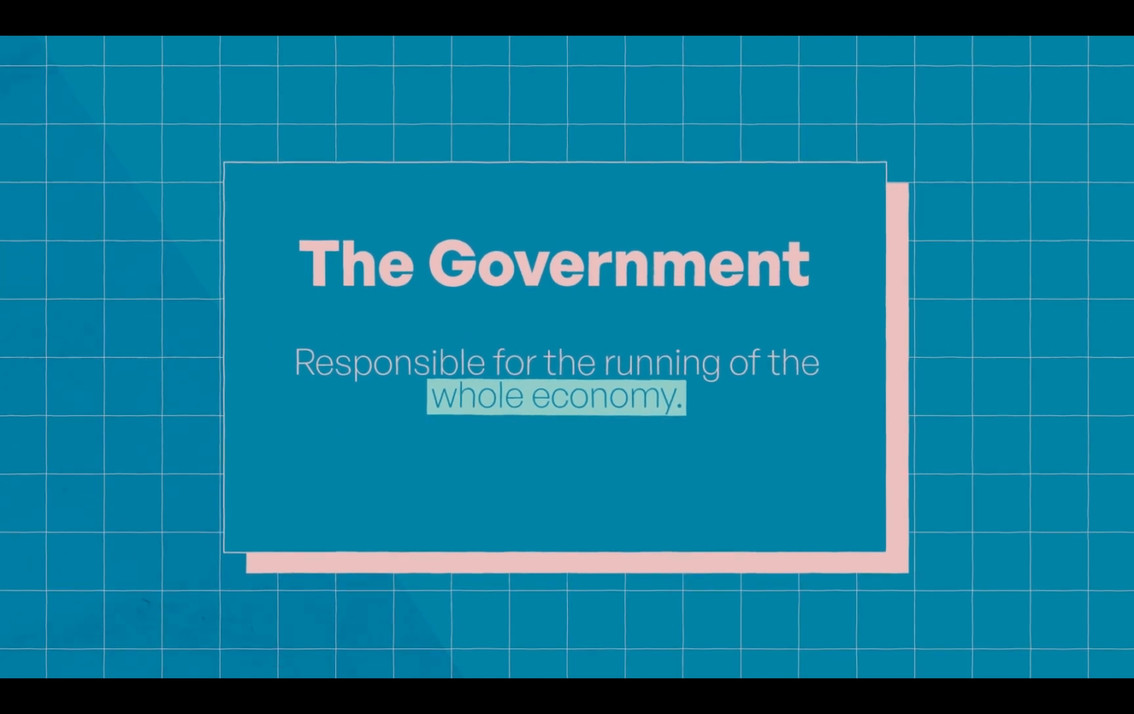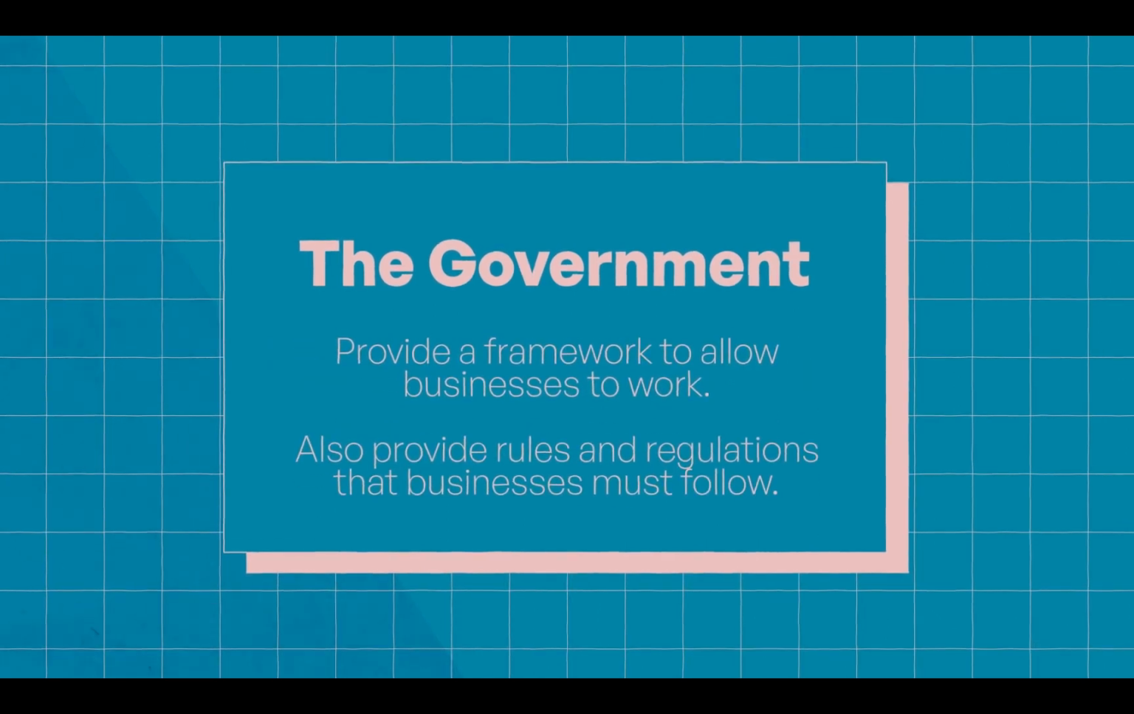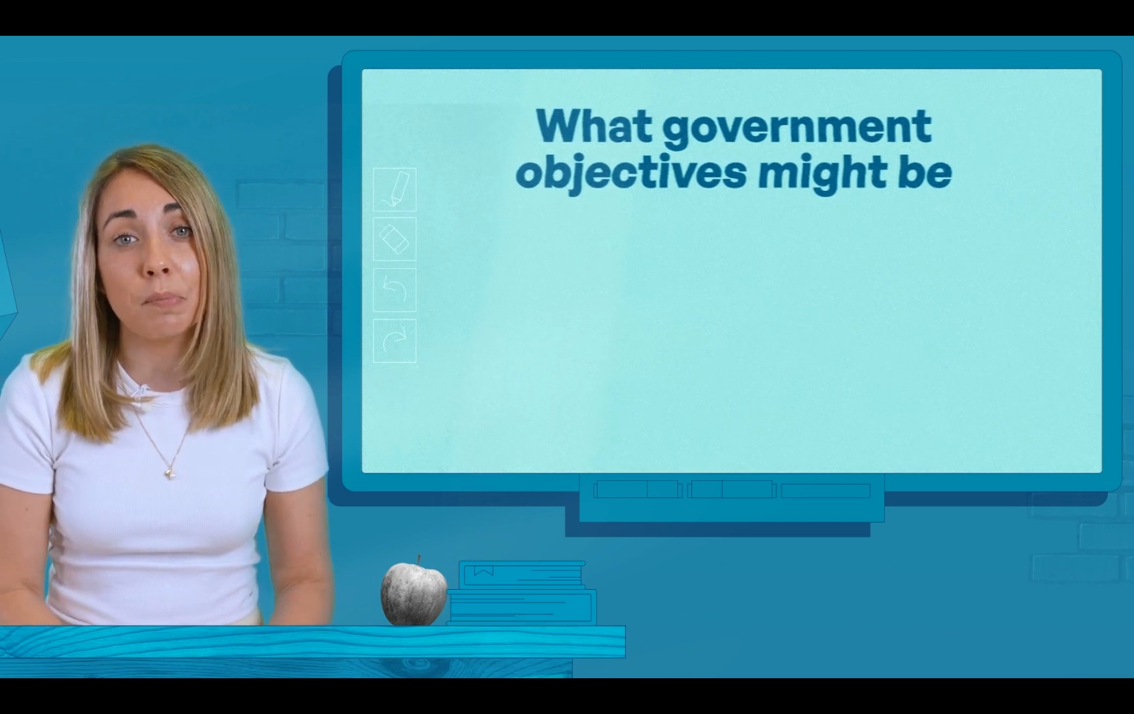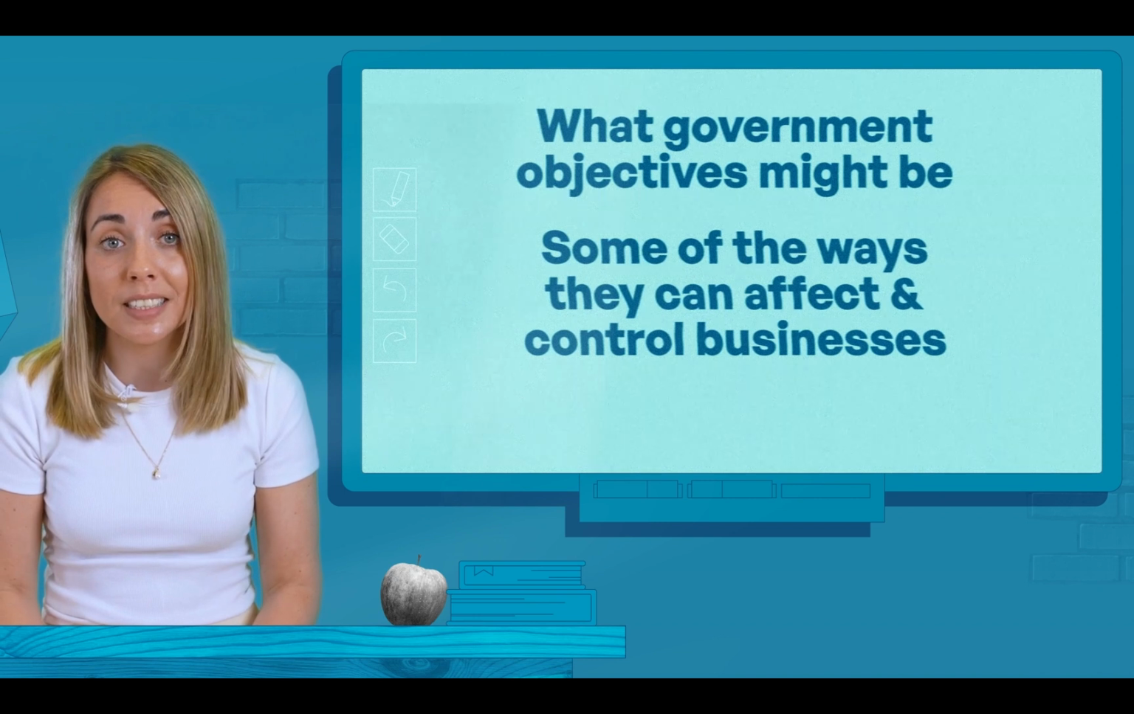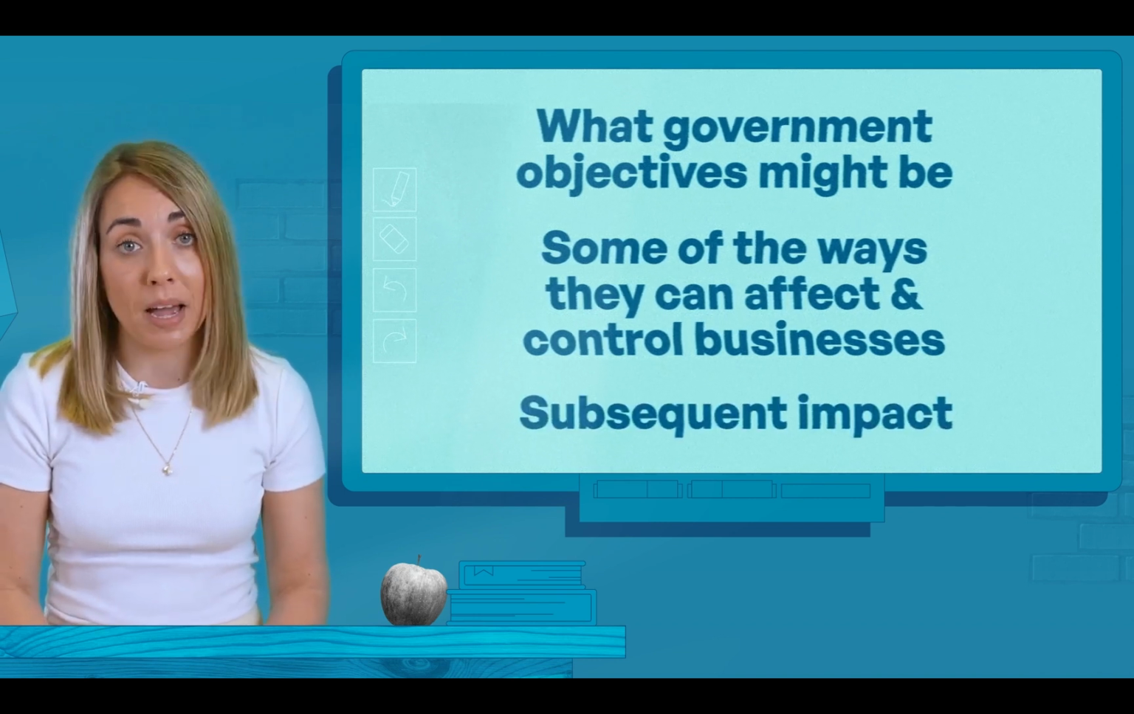They provide a framework to allow businesses to work, but also provide rules and regulations that they must follow to remain in business as well. In today's video, we're going to look at what government objectives might be and some of the ways in which they can affect and control businesses and the subsequent impact.